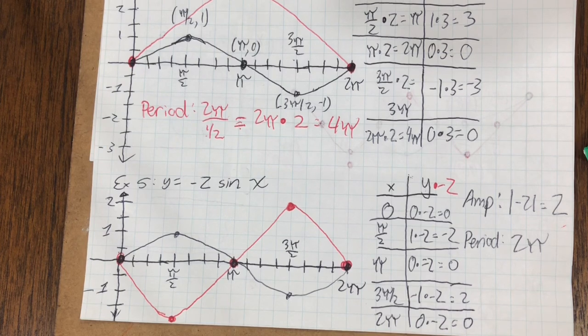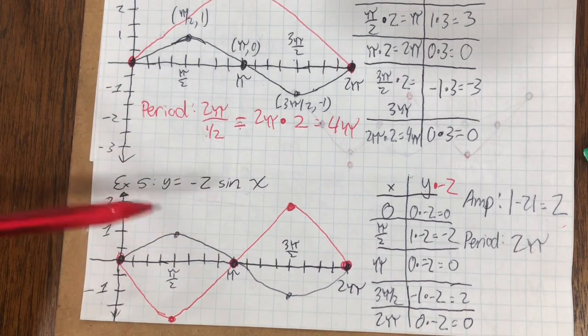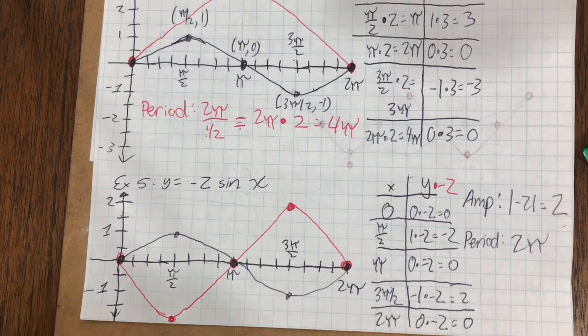In each example, we witnessed how the width and the height of the graph transformed based on having a number in front of the trig function and a number in front of x, so kind of like two coefficients in their own space.